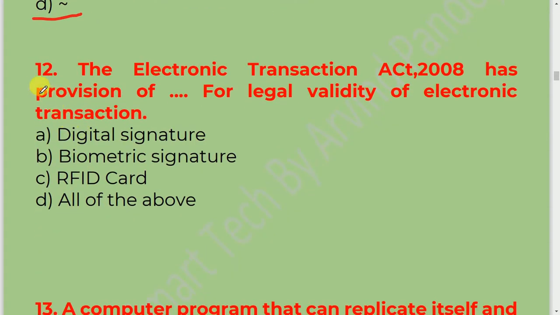Question number 12. The Electronic Transaction Act 2008 has provision of for legal validity of electronic transaction. Option A digital signature, B biometric signature, C RFID card, D all of the above. And correct option is option A digital signature.